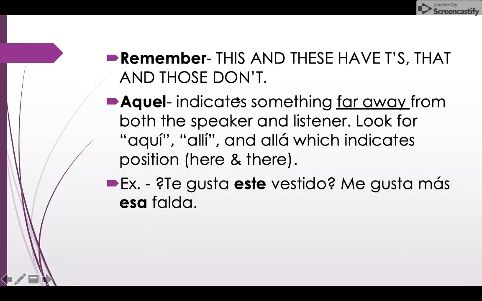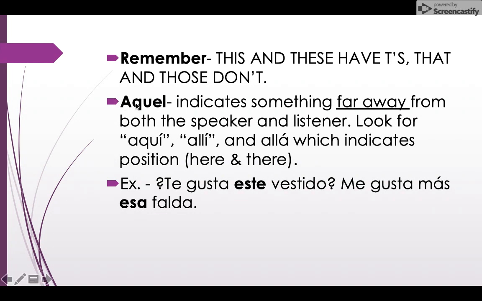Now, an easy way to remember these, that, those, and these. Just remember this saying: this and these have T's, that and those don't. Again, this and these have T's, that and those don't. And it will help you remember which ones to use. We're talking about the T's that are in the actual spelling of the word.